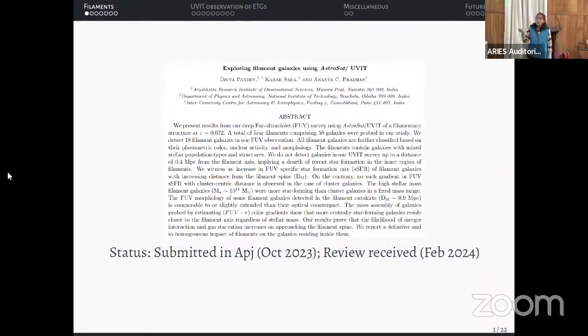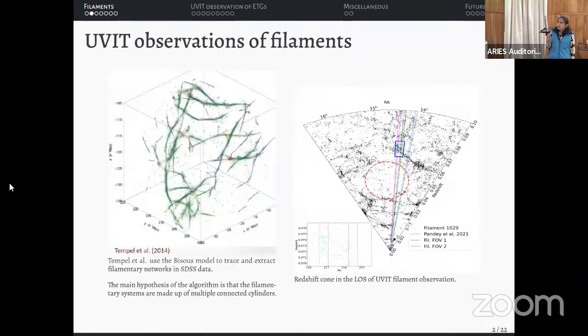This is based on filaments. We conducted a deep survey in the far UV band of a filamentary structure, and this is submitted in ABJ, and we got a review last month, so we are about to finish it. Filaments are one of the components of the cosmic web, and it is actually the most visually dominant component in the cosmic web. It is a channel for galaxies to flow from underdense environments to clusters.